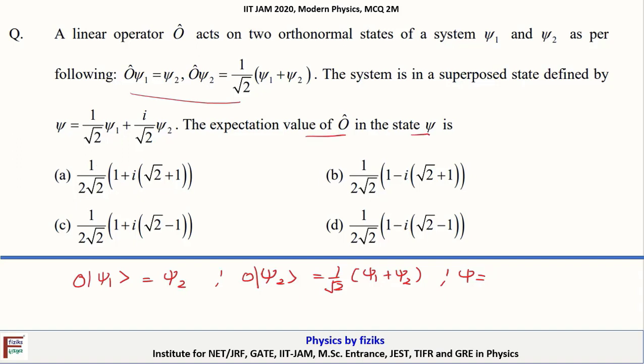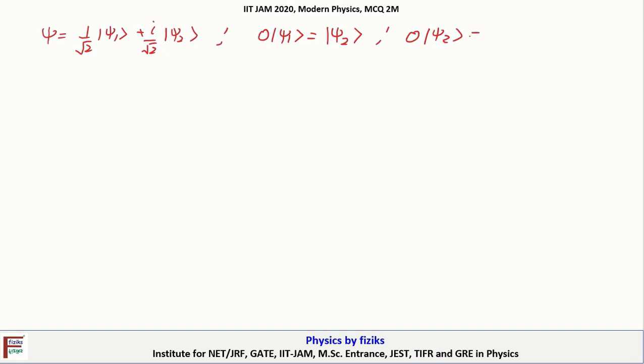Now let us first write the psi. Psi is 1 by root 2 psi1 plus i by root 2 psi2. Operation of O on psi1 is equal to psi2, and operation of O on psi2 is equal to 1 by root 2 times psi1 plus psi2.